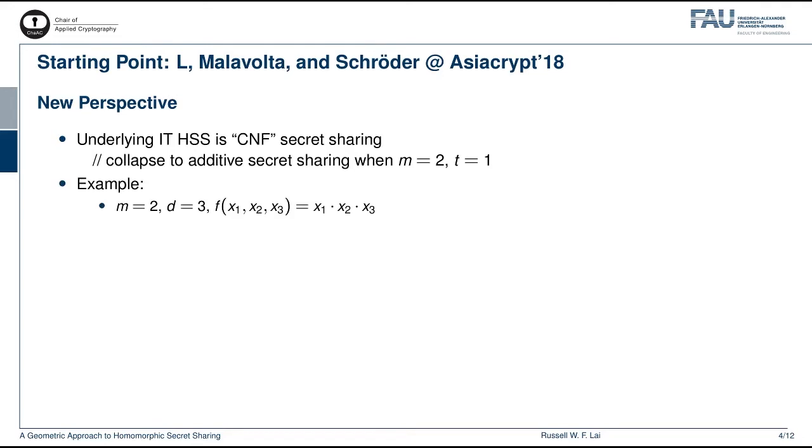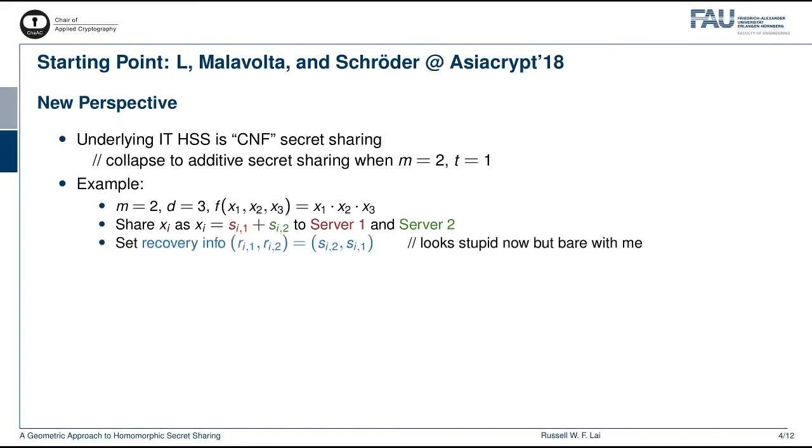Speaking of which, we will set the number of servers m to be 2, the degree d to be 3, and consider the function x1 times x2 times x3. In the additive secret sharing scheme, the input client would secret share xi as the sum between si1 and si2, where si1 will be sent to server 1, highlighted in red, and si2 will be sent to server 2, highlighted in green.